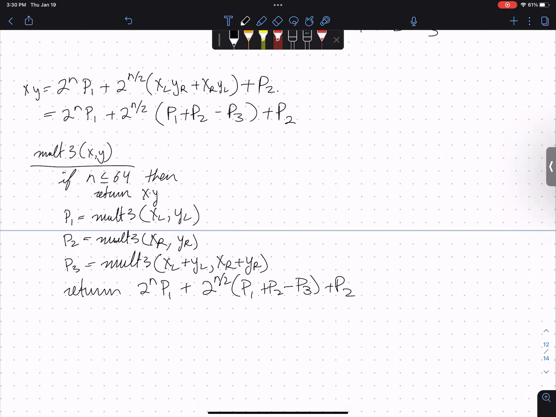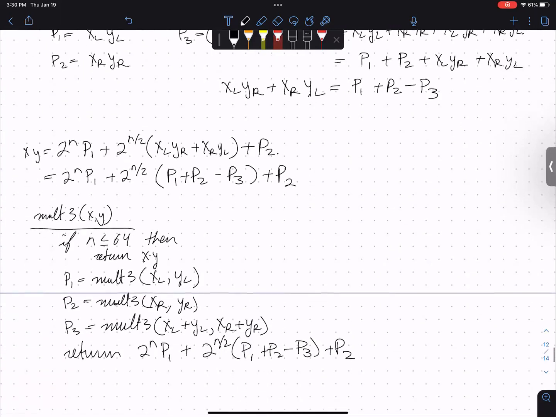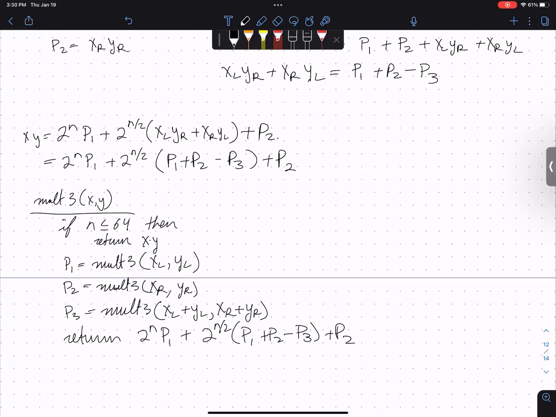Here's an algorithm. Now, what do we do with algorithms? Correctness, running time, and can we do better? Those are the three questions. Correctness, well, I just derived the correctness right now, just before even presenting the algorithm. So now let's do the running time.